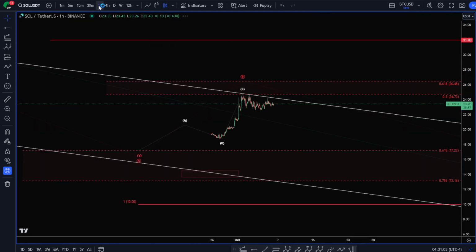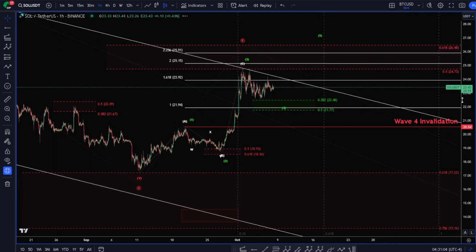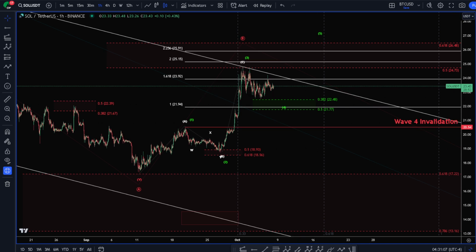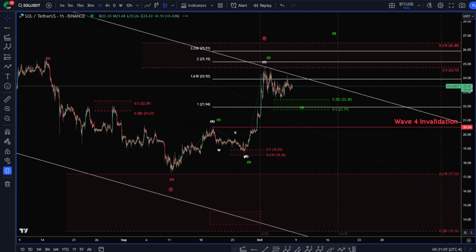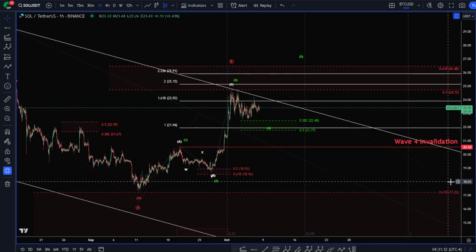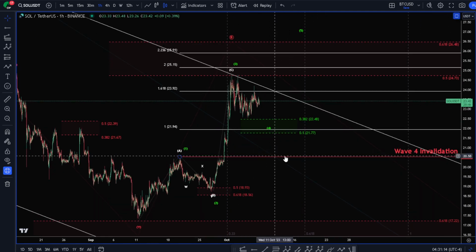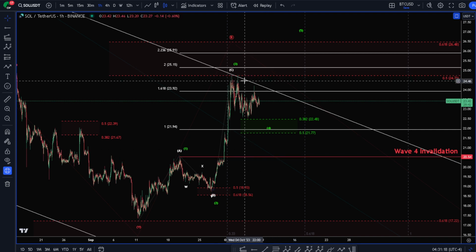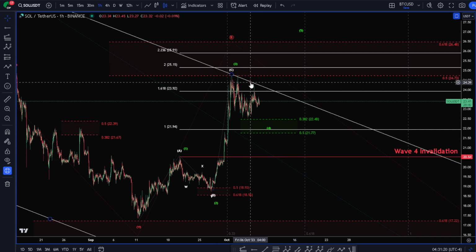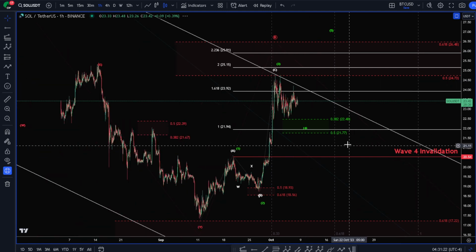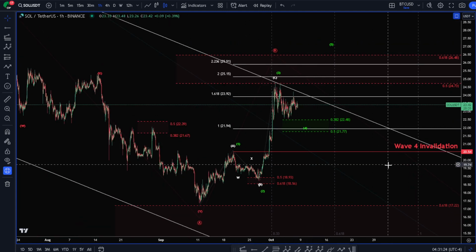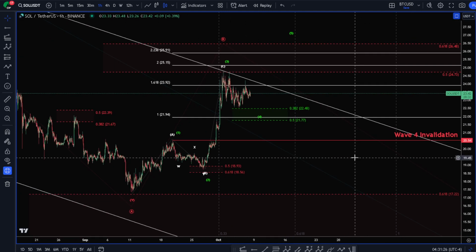So down at the hourly, here's the count we're looking for. So I have our 4th wave invalidation marked out here. That's the trend line I drew. We can just ignore that currently. If it goes through, it doesn't mean anything. That was just to eyeball it, as you saw, to see if we're keeping our downtrend.